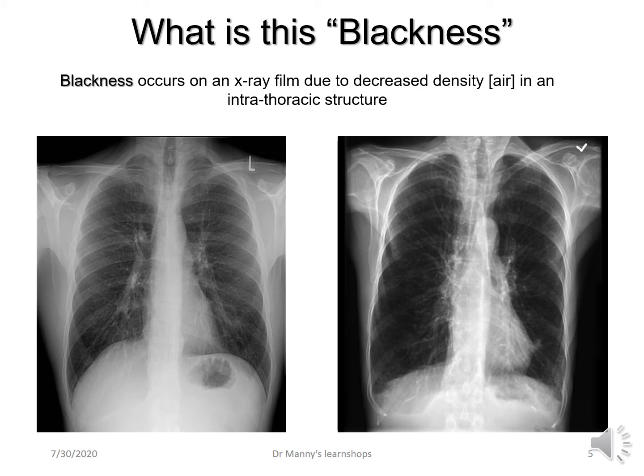What is this blackness, or this radiolucency? Blackness occurs on a chest x-ray film due to decreased density, air, as we've discussed previously, in an intrathoracic structure.